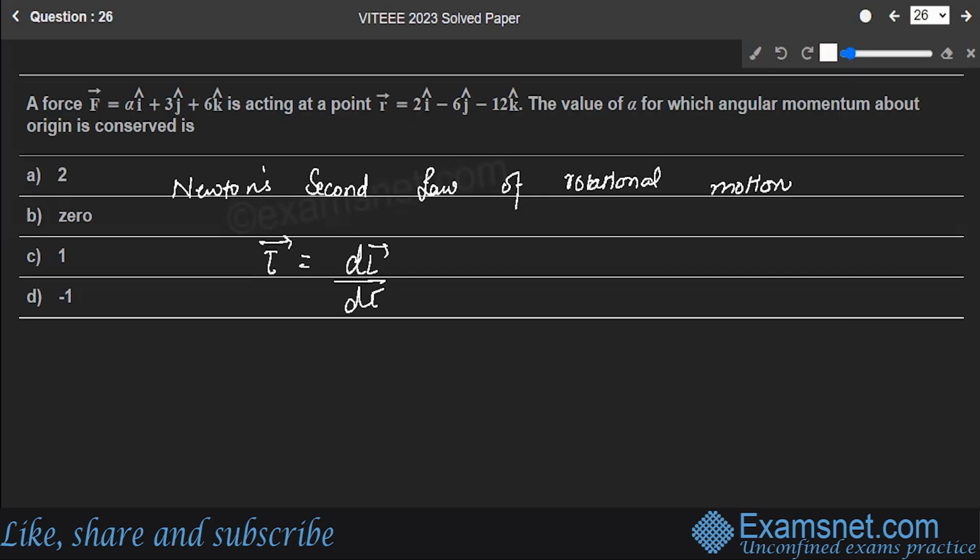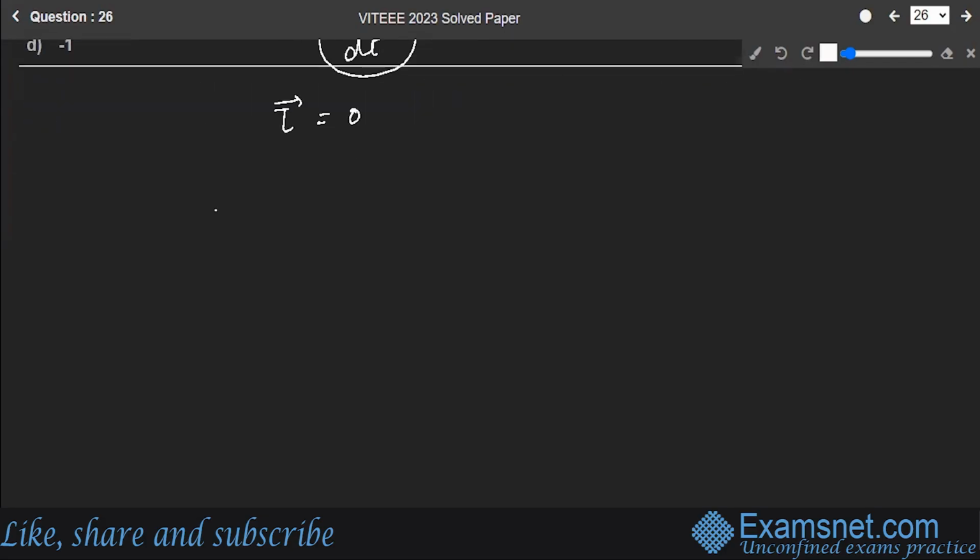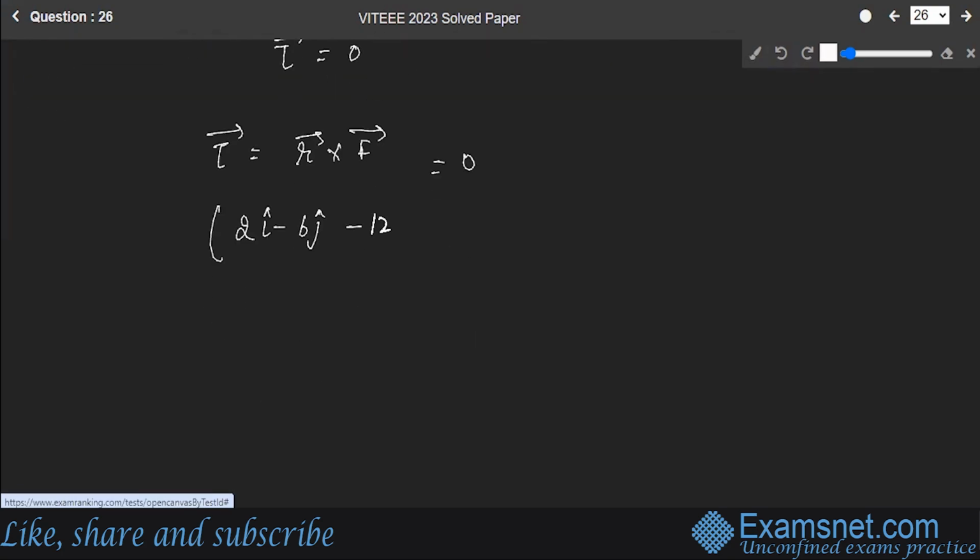In the question, you are given the value of alpha for which the angular momentum is conserved, which means angular momentum is a constant. If this is constant, then this term becomes equal to 0. That means the torque is equal to 0. And you also know that torque is equal to the cross product of R and F. That means this is also equal to 0. R is given by 2i minus 6j minus 12k, cross alpha i plus 3j plus 6k. This is equal to 0.